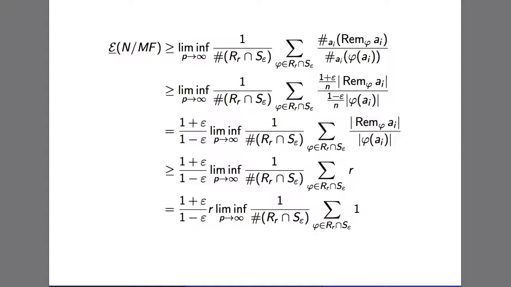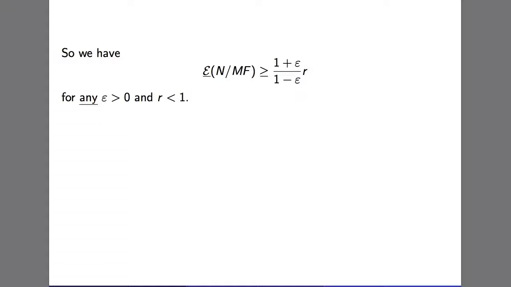And then here I have 1 over this, and the sum here of 1 is just going to equal the number of things in the set here. These fractions will cancel, and the limit will disappear entirely. And we just have this thing here. Remember, this holds for any epsilon and any r. That means, in particular, we can take epsilon arbitrarily close to 0 and r arbitrarily close to 1. It means this is greater than or equal to 1, but by the definition, this ratio is always less than or equal to 1, so it equals 1.